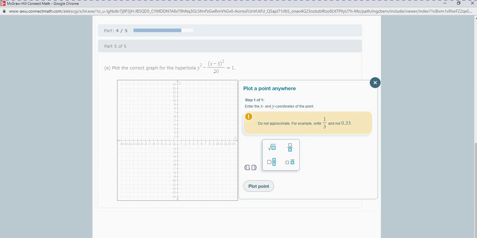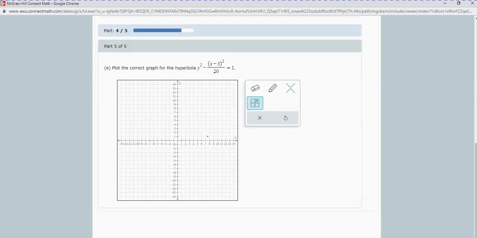So the first one we had was 3 plus 2 times the square root of 5. That was our x coordinate. And then the y coordinate was 1. Excuse me, let me go over to the y coordinate. Y coordinate is 1. And notice it draws a little x on the grid for you. So you're going to plot that point. Okay, let's see if that's enough.